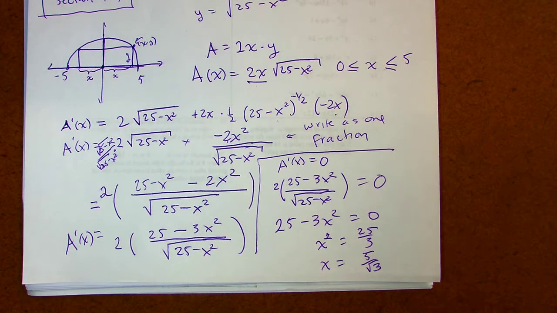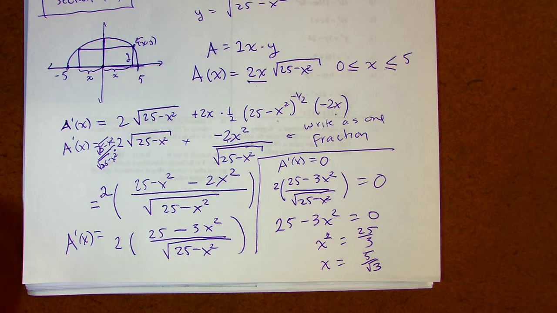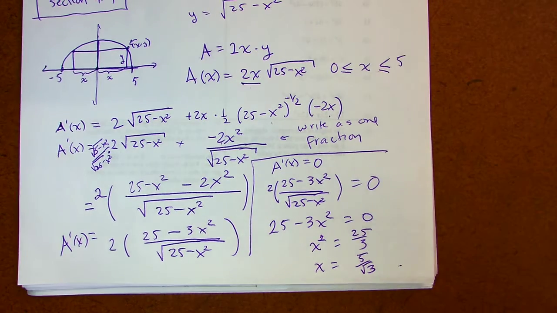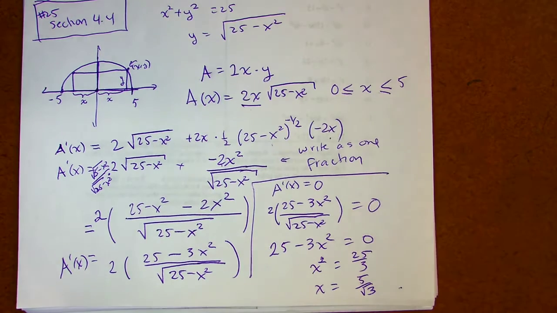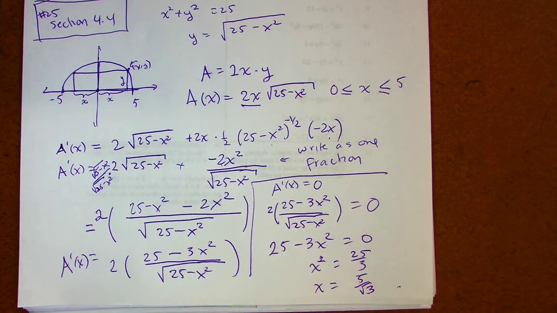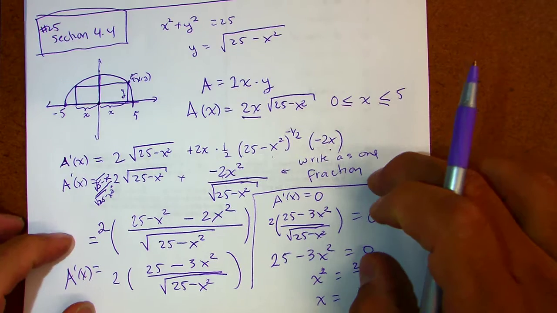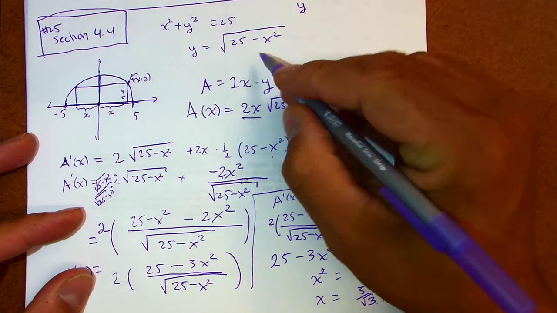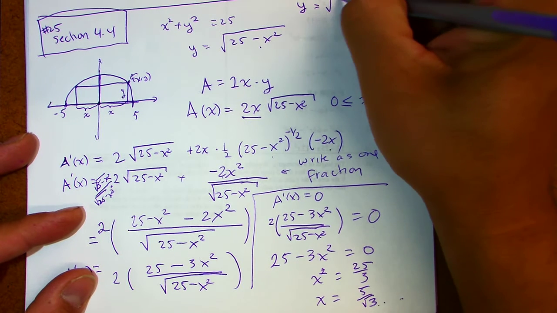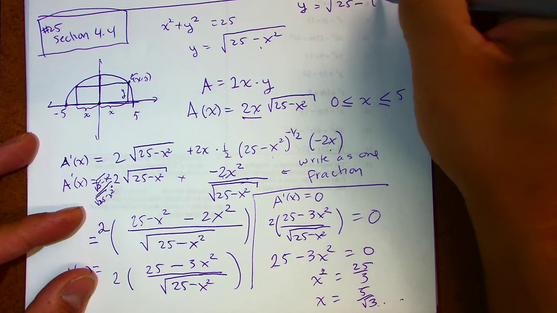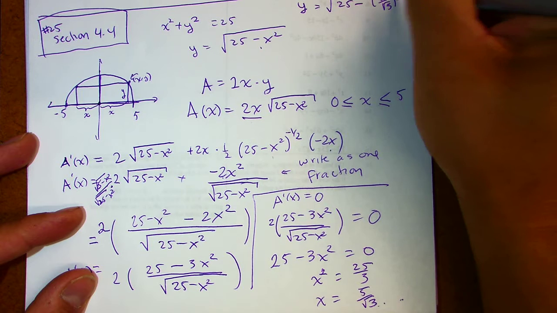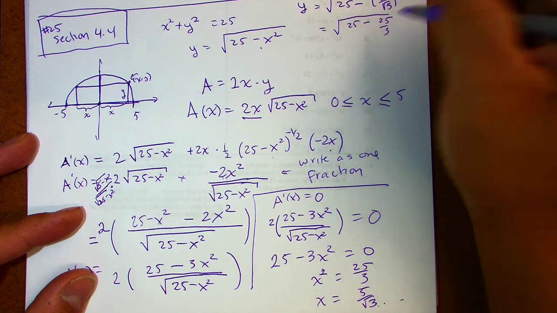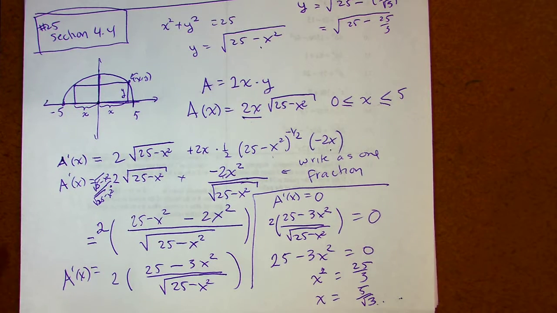Okay, and they ask us for what are the dimensions. So I have the x value for the dimensions. That is that. Let me zoom out a little here. Okay, so now what about the y? To get the y, keep in mind y is equal to 25 minus x squared, so 25 minus 25 over 3. Let's see, what do we get here?